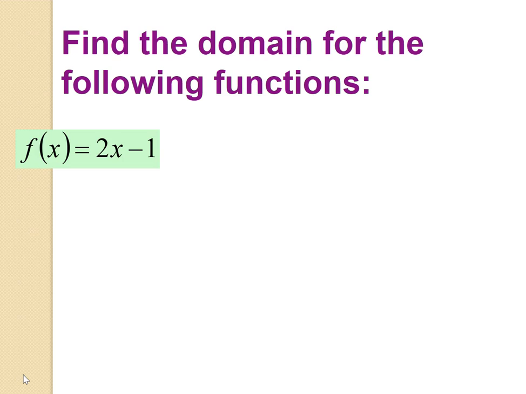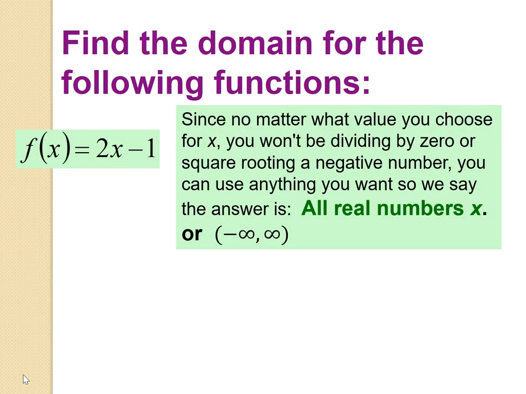Here's the first function, f of x equals 2x minus 1, and we want to find the domain. Is this function invalidated by any of the two illegals? The answer is no. No matter what value you choose for x, you're not going to be dividing by 0, and you're not going to be taking the square root of a negative number. So there's no illegals, which means your answer is all real numbers. Or if we write it in set notation, which you need to get used to writing, the domain is from negative infinity up to positive infinity. It covers all the numbers between negative infinity and positive infinity.